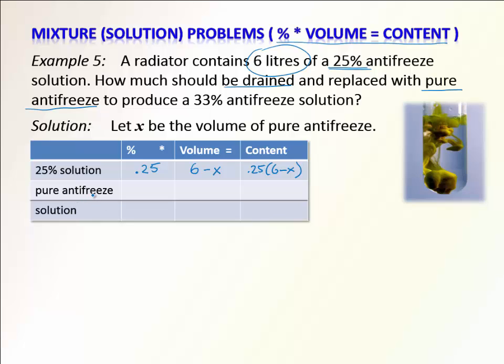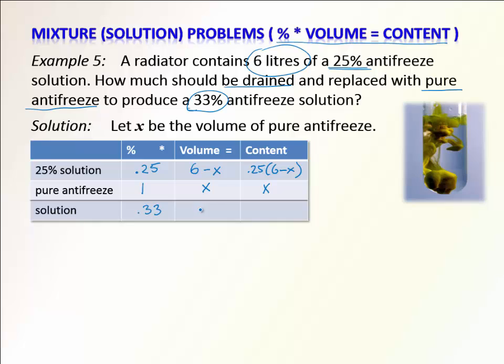Now, when we look at the pure antifreeze that we use, exactly X liters of it. That's exactly the same amount as it was drained from the 25% solution. Pure antifreeze means 100% solution, so this number will be just 1. And when you multiply, you have just x. The overall solution should be 33%. So we have 0.33 over there.